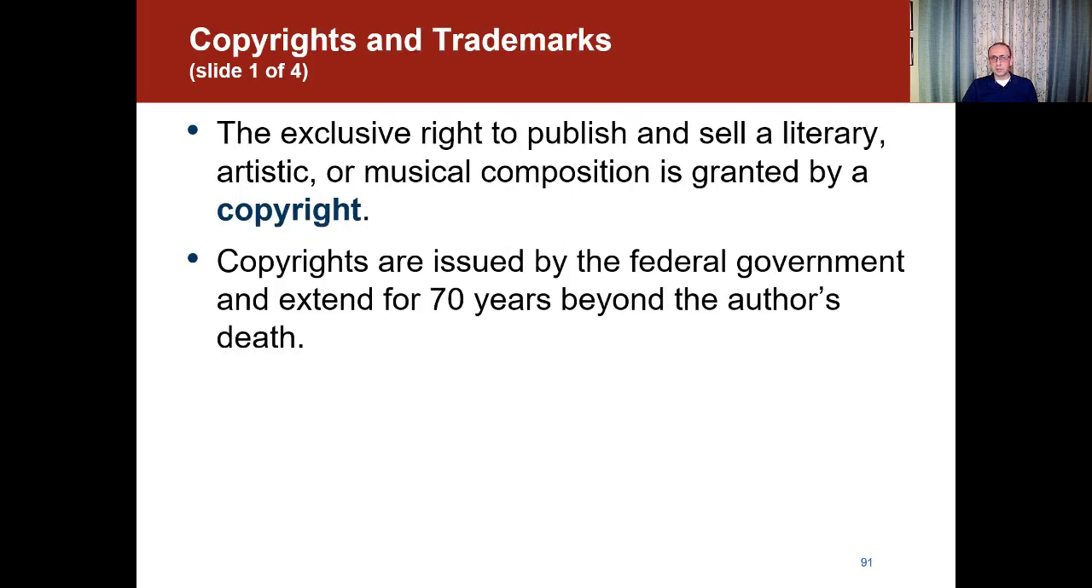Now let's talk about copyrights and trademarks. In copyrights and trademarks, we're all familiar with that. These are like things related to artistic or musical composition, or even a book, like literary work. So the exclusive right to publish and sell a literary, artistic, or musical composition is granted by a copyright. Copyrights are issued by the federal government and extend for a little bit longer period than patents, which is 70 years beyond the author's death. So after the author or the creator of this musical composition dies, 70 years after, the copyright still exists.